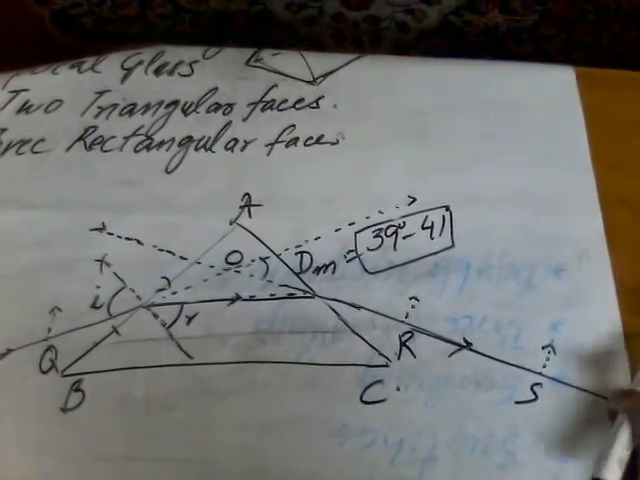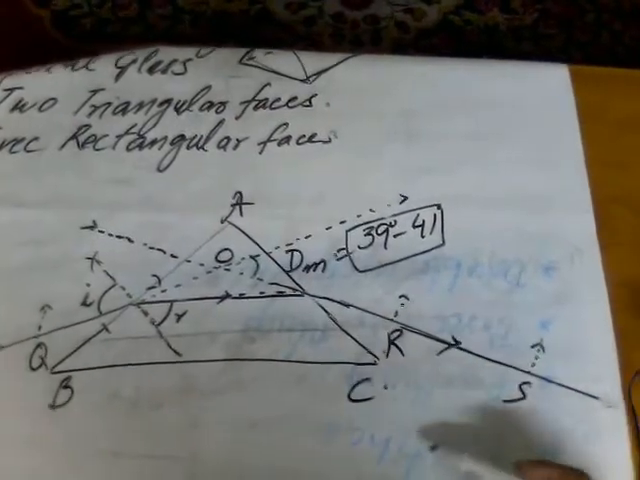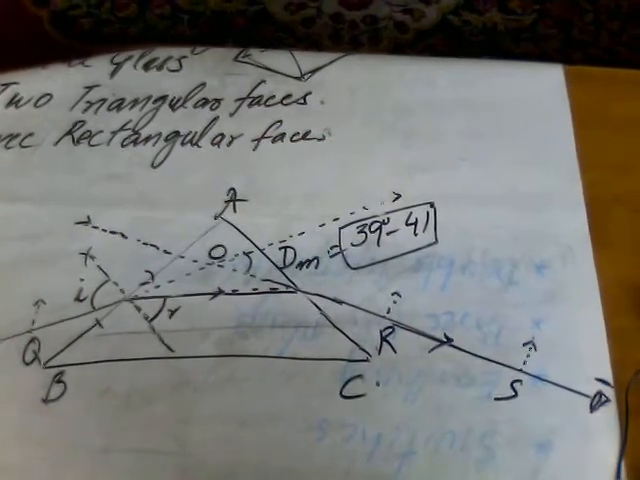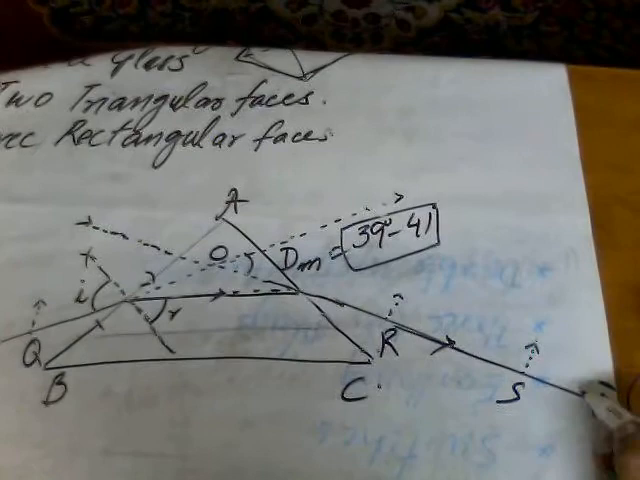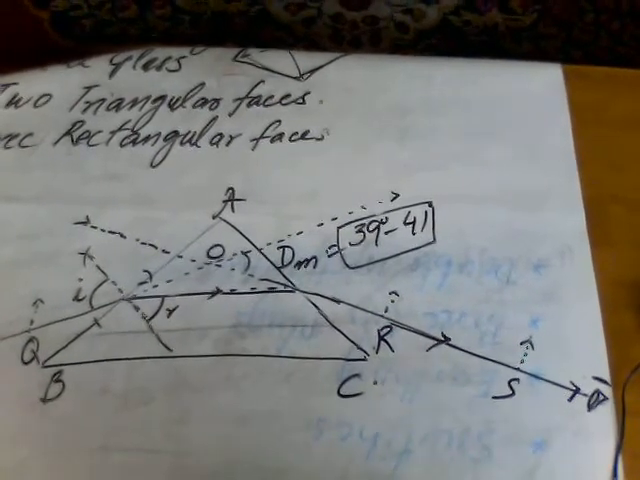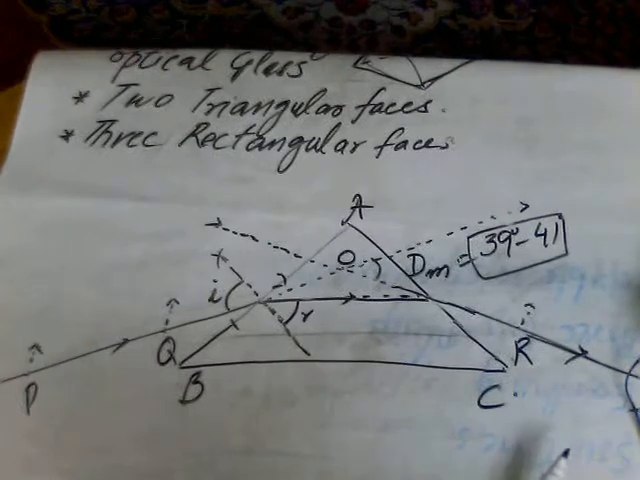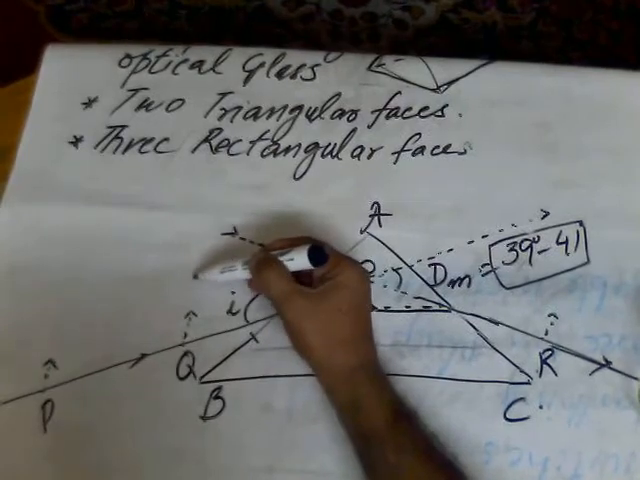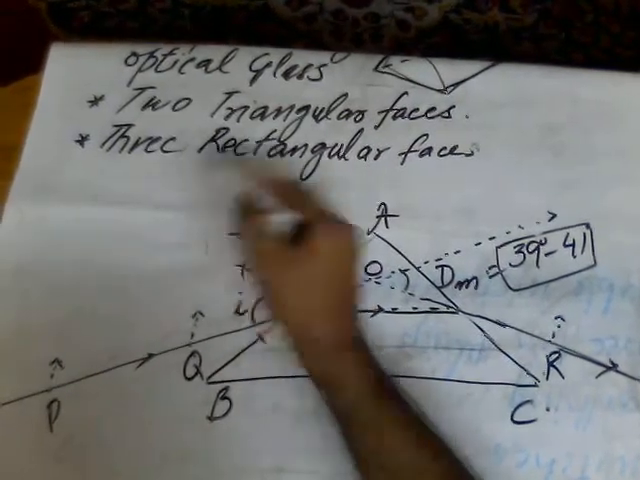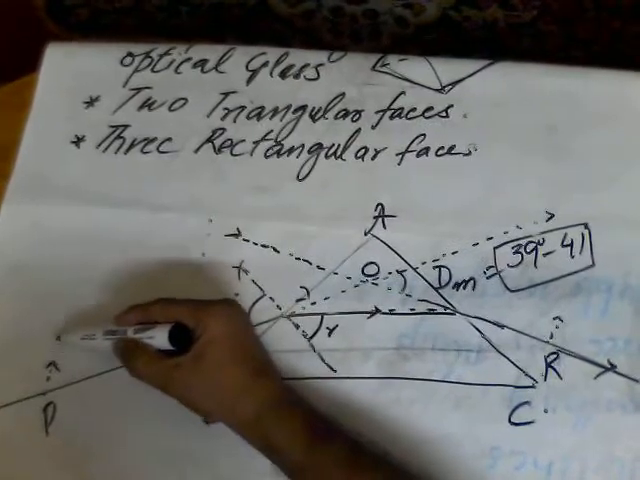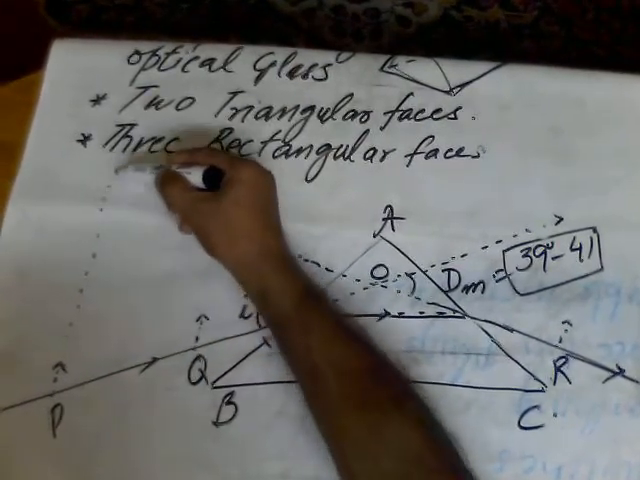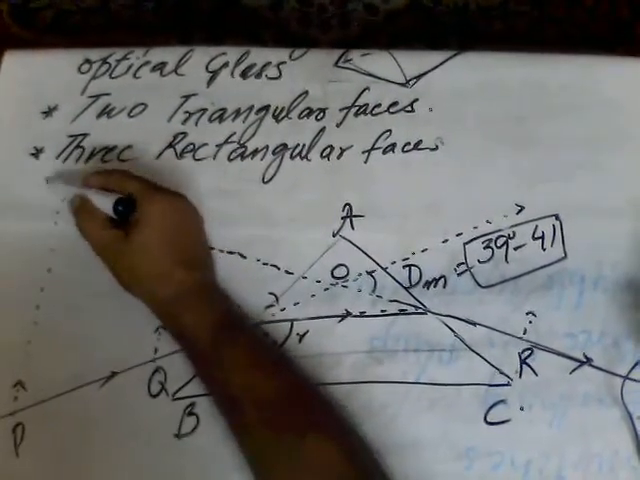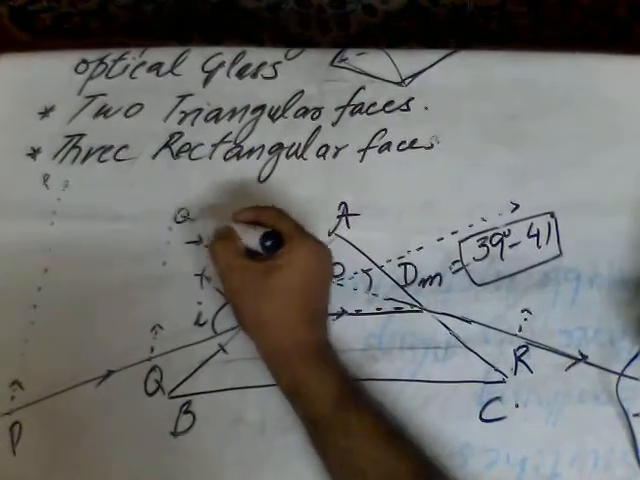From this side, A and C, our eye is here at this end. The images of these two pins P and Q: P will appear somewhere here, and the image of this pin Q will appear here. These are the virtual images P and Q.